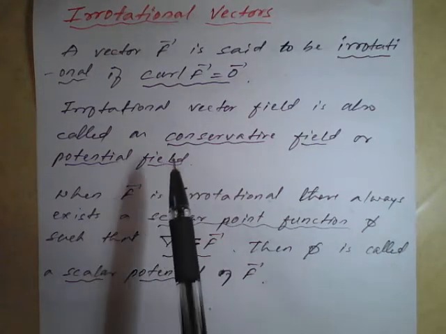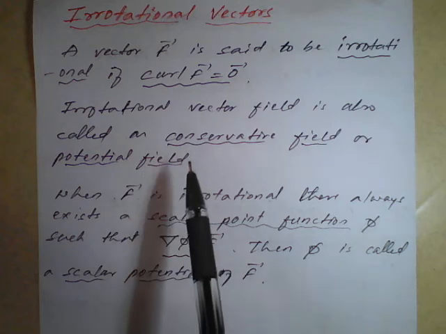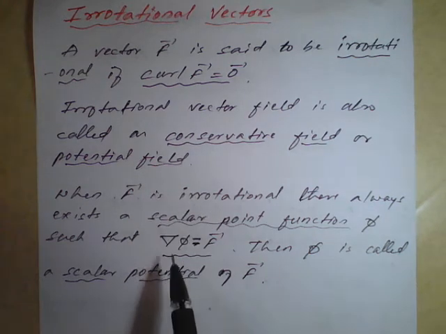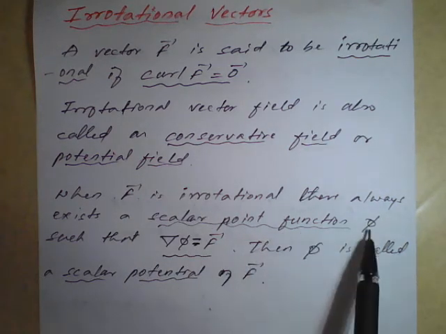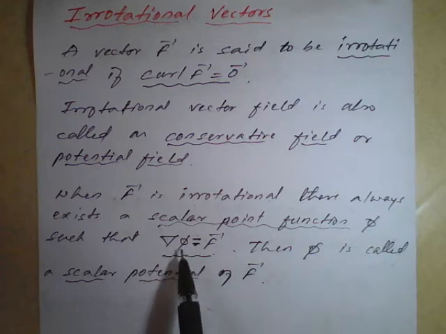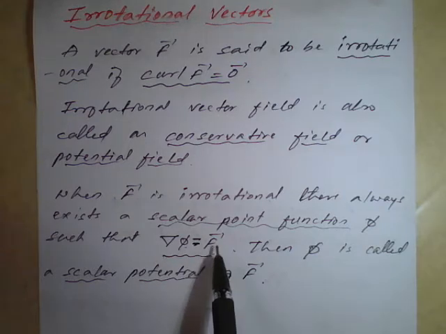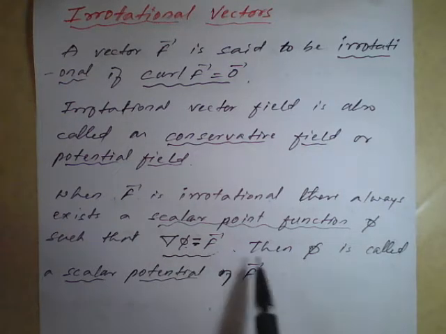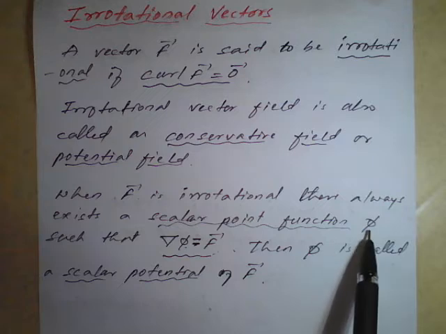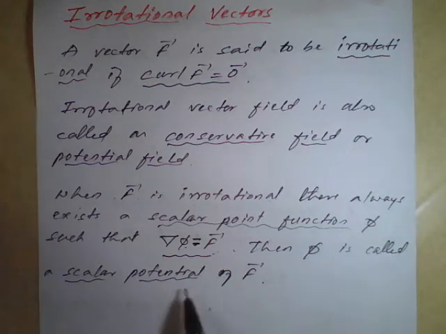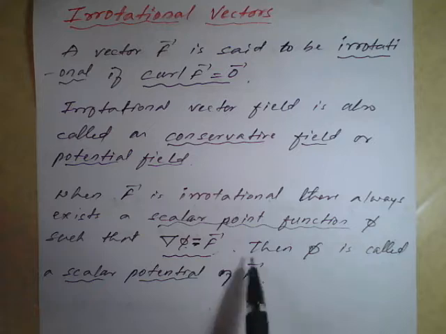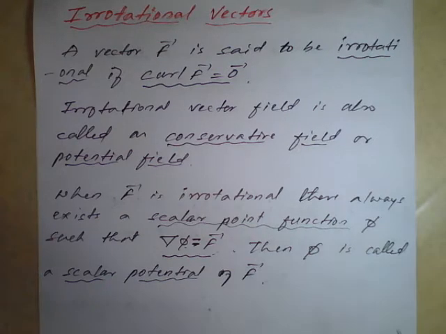They will ask you to show whether the given vector is irrotational or not, and hence find the scalar point function phi by using the condition del phi is equal to vector f. So from this you will get a scalar point function phi, and from that you will get the scalar potential of the given vector f. So based on this, we will see the examples now.